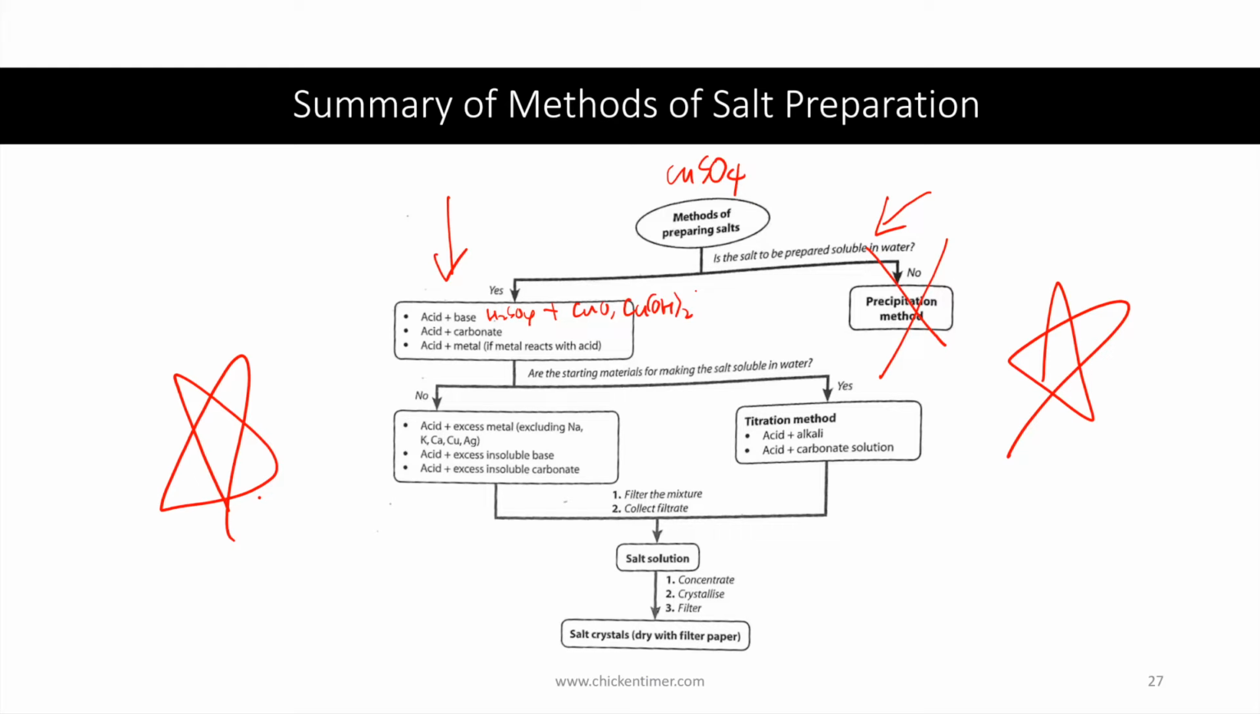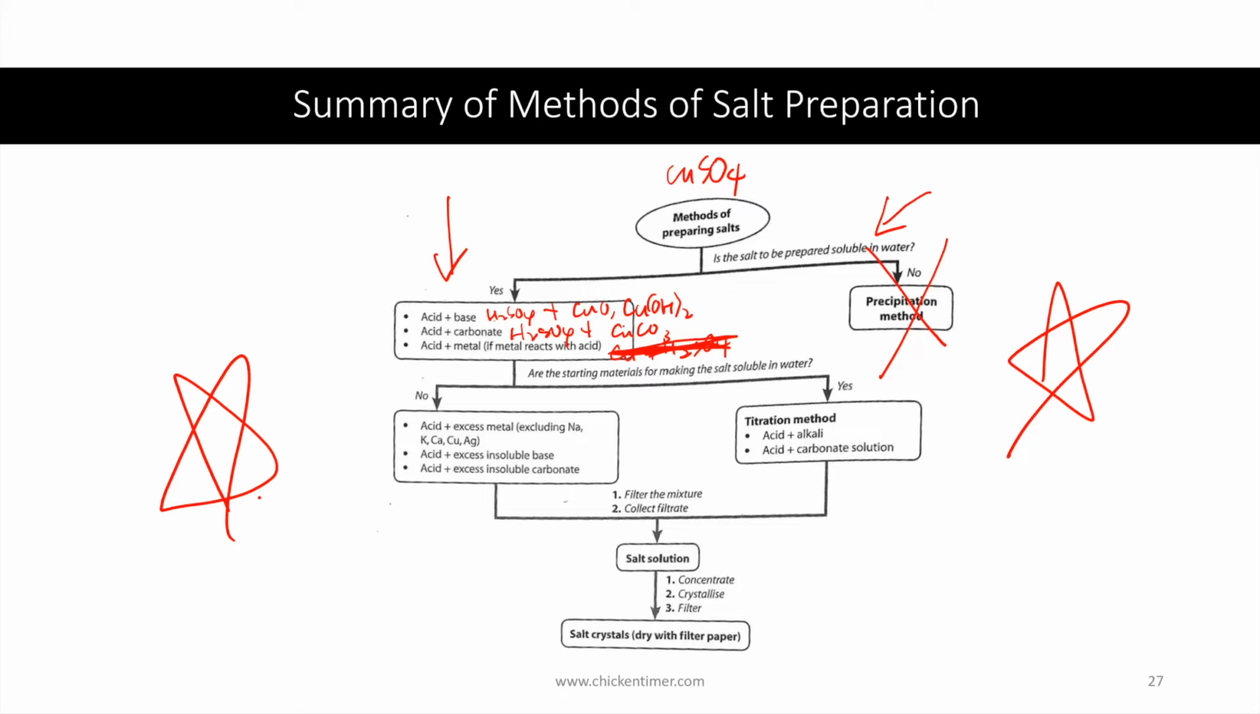You can list out like that. Or you can use acid plus carbonate to produce copper sulfate. That means you get sulfuric acid and copper carbonate. Then the last one, copper metal plus sulfuric acid. Is that possible? Not possible, because copper is a non-reactive metal. So the starting materials will be all this that I listed.